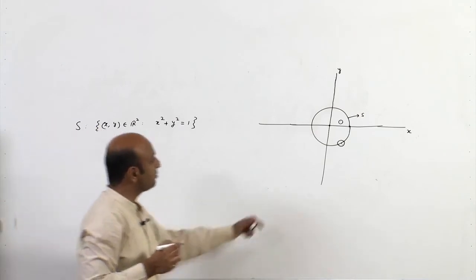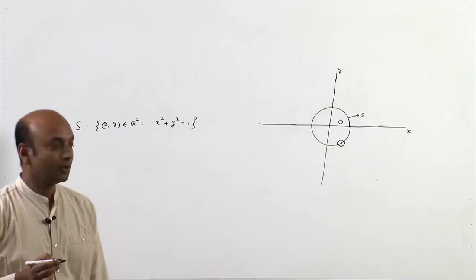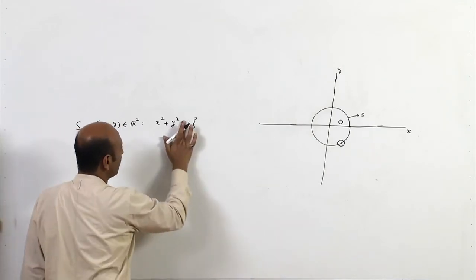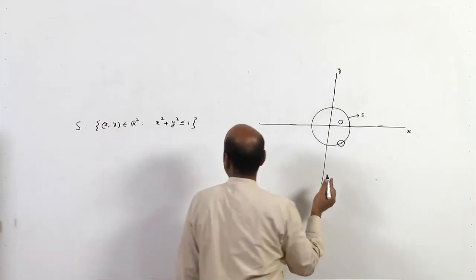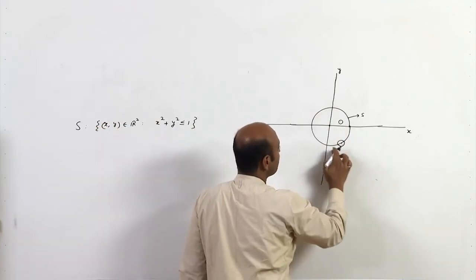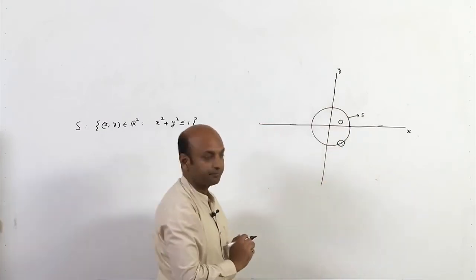So, this point is not a boundary point. Suppose you take this region S, less than or equal to S. So, this S contains all the points that lie on the boundary and all the points that lie inside the region S.